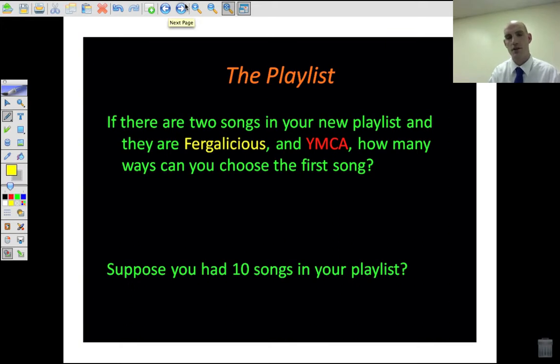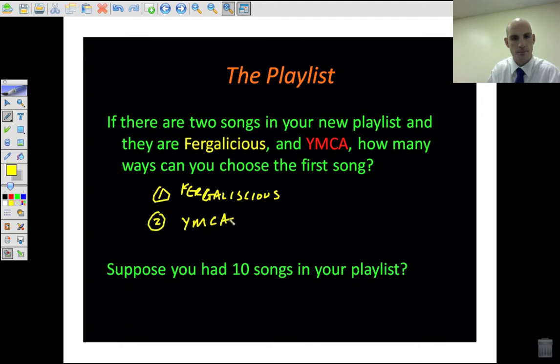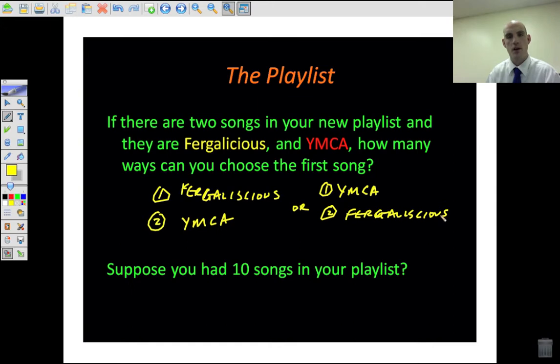Let's think about two songs. If we've got the song Fergalicious and the song YMCA, we have two songs. Okay? How many ways could we choose the first song? We could choose Fergalicious, however you spell that, for first, then second would be YMCA. Or one would be YMCA, two would be Fergalicious. Okay? You can choose it only in two ways because there's only two songs.